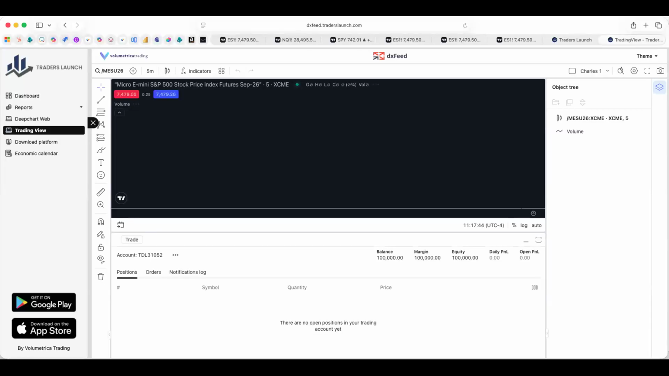Okay, so this is the platform, and then this is TradingView. Sorry, am I sharing the right platform? Let me just see. There, sorry guys, I was trying to figure this out.